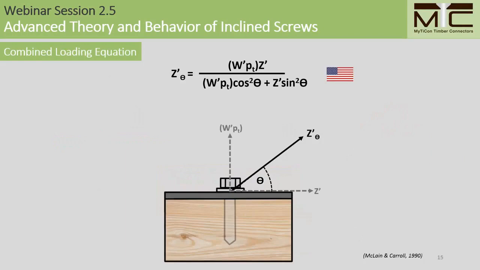The next design model is the combined loading equation. This equation is a second-order interpolation equation, and it is included in the NDS to give an adjusted design value for loading at angles between purely axial loading and purely lateral loading. This equation is intended for loading scenarios like the one shown here, where the fastener is loaded away from the surface of the wood. Nonetheless, we can still assess its suitability for inclined screw connections.